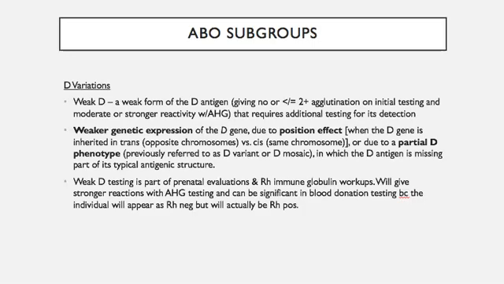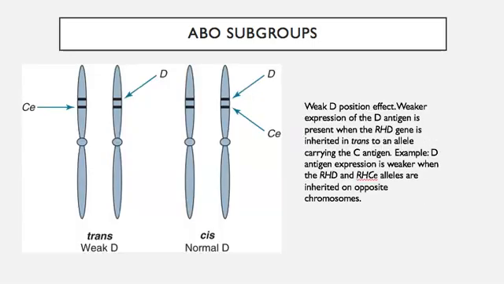It can result from a weaker genetic expression of the D gene. That can be due to either position effect, which means that the D gene is inherited in trans versus cis. So trans means it was inherited on opposite chromosomes, or cis meaning that it was inherited on the same chromosome. If they're inherited on different chromosomes, you're going to have a weaker expression of the D antigen.